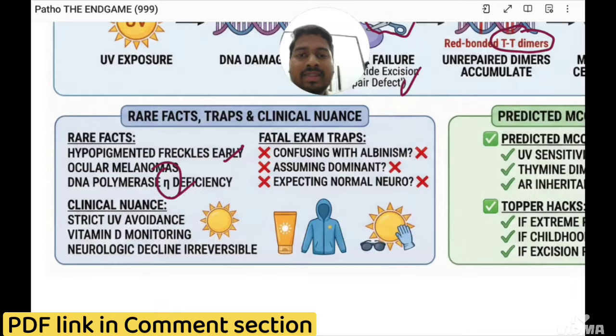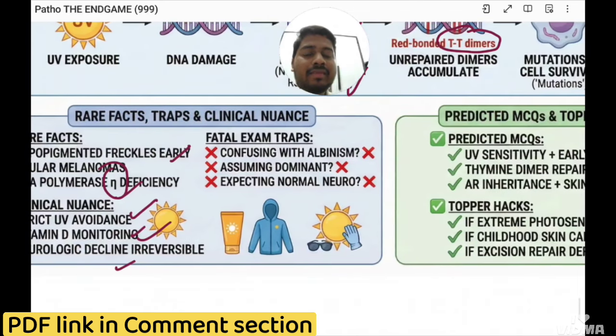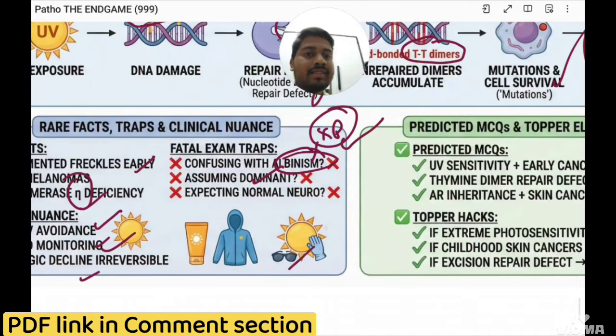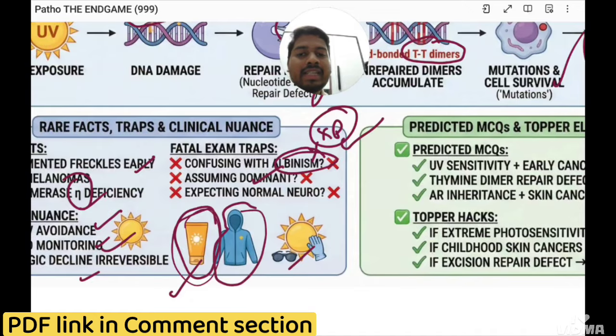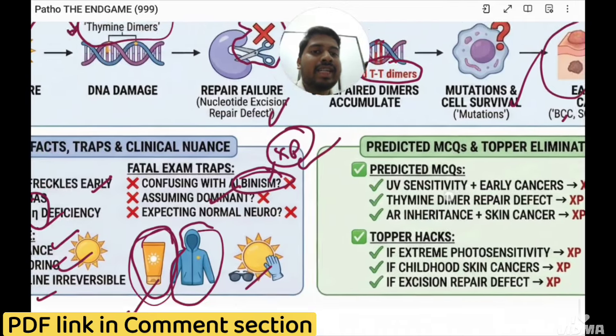Next, what is the clinical implication? One is vitamin D monitoring, which should be done because these people don't go to sunlight at all because of the photosensitivity. UV should be avoided, and the neurological decline which is there is irreversible. So remember that xeroderma pigmentosum is not albinism. Albinism is entirely different, xeroderma pigmentosum is entirely different. It is autosomal recessive, and neurological deficiencies will definitely be there. You see here sunscreen, which is protective, and jackets, so you are shielded from the sunlight.